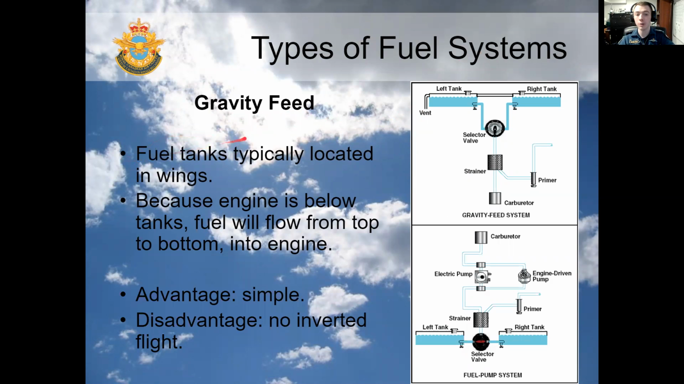So for our gravity feed style, we have our fuel tanks generally in the wings. That's what happens with our Cessna aircraft. And you can see we've got these little valves here where you can check fuel for contaminants before you take off. So that will just let off a little bit of fuel from the bottom.